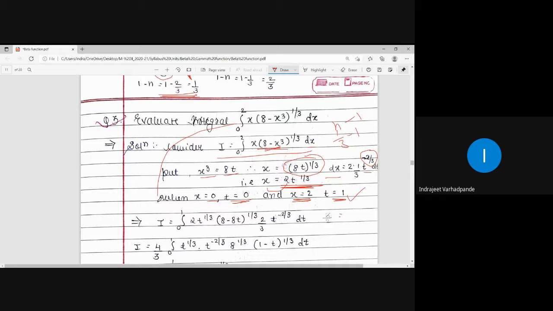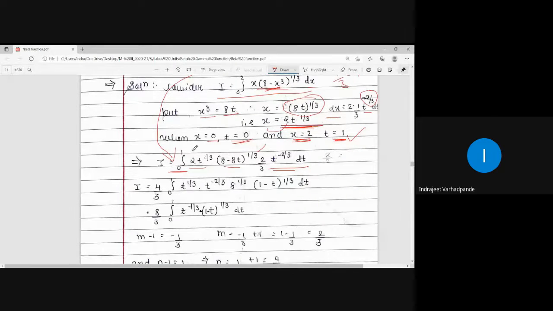Now this complete integral transforms from 0 to 2 into 0 to 1. x means 2 into t to the power 1 by 3, times (8 minus 8t) to the power 1 by 3. dx means 2 by 3 into t to the power minus 2 by 3 dt. 2 into 2 by 3 is 4 by 3, t to the power 1 by 3. If 8 comes out of the bracket, it becomes 8 to the power 1 by 3.